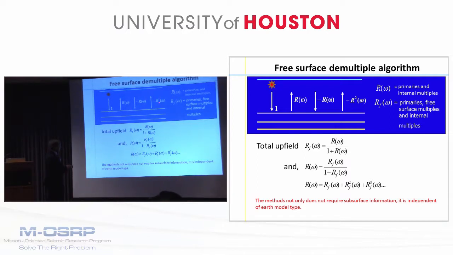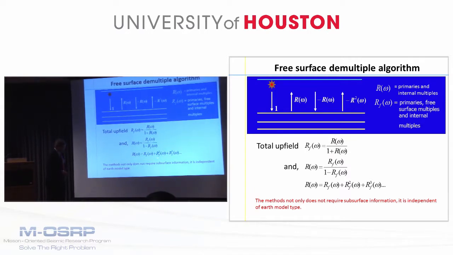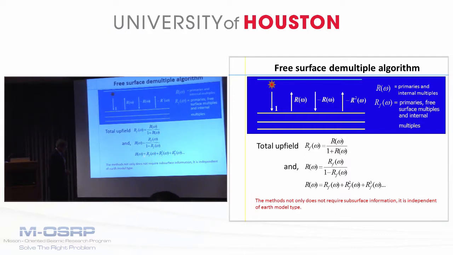In other words, it's a geometric series, and then you can solve for R of omega in terms of R_F, and you can expand it like this. This is the free surface multiple algorithm. You take in data, deghosted data, no direct wave and all ghosts removed, and you multiply the data by itself, and you multiply the data by itself again, yes?